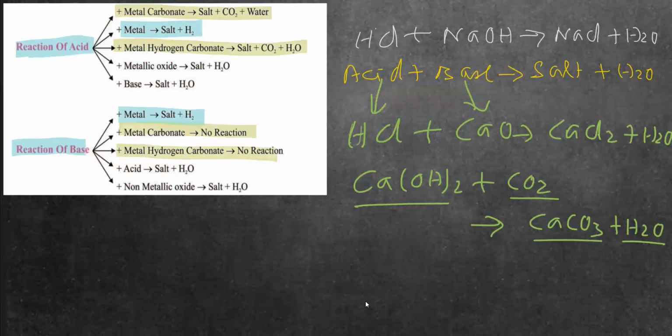Next is the reaction of an acid with a base or a base with an acid. The results are the same. This is the reaction called neutralization. And the final one was the reaction of an acid with a metallic oxide. As you know, a metallic oxide is basic in nature, so the result is the same here, that is salt and water. And the reaction of a base with a non-metallic oxide will again produce salt and water.